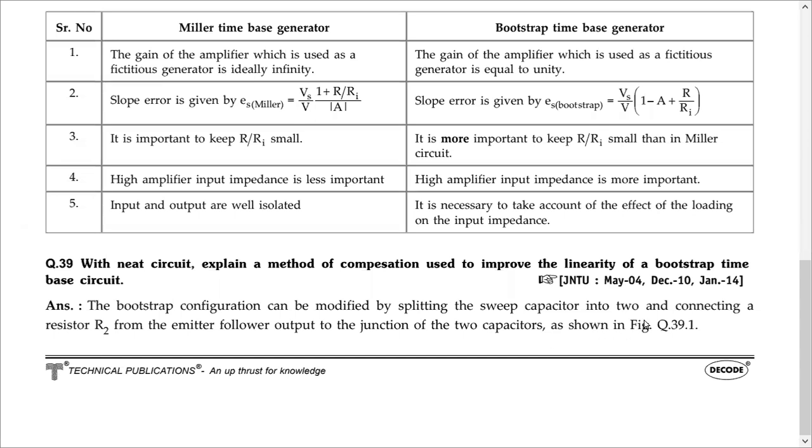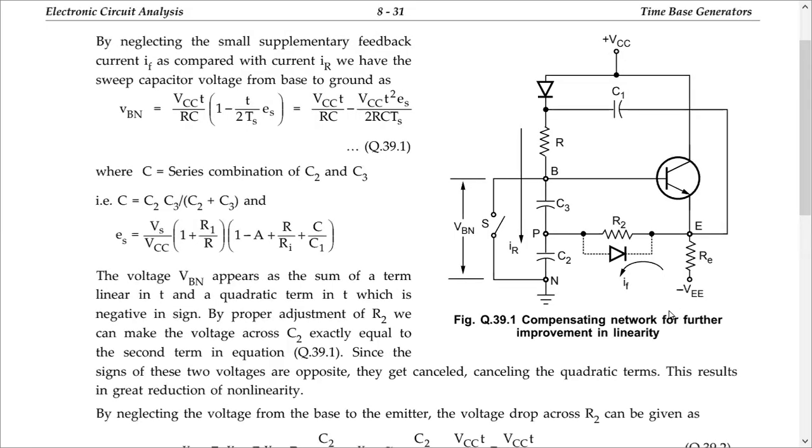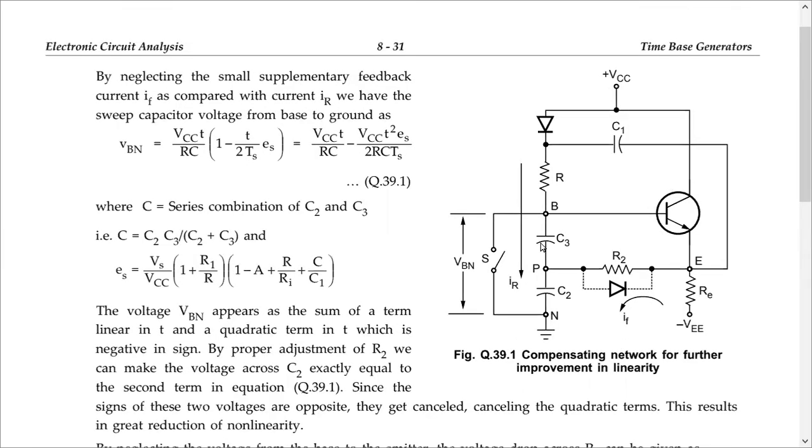The next concept that we are going to discuss is, okay, the bootstrap time-based circuit already provides linearity, but how do we further improve the linearity? So for that, what we will do is make a few modifications. In the previous circuit that we discussed, we just had one capacitor. Instead of that one capacitor, we are taking two capacitors, C3, C2.